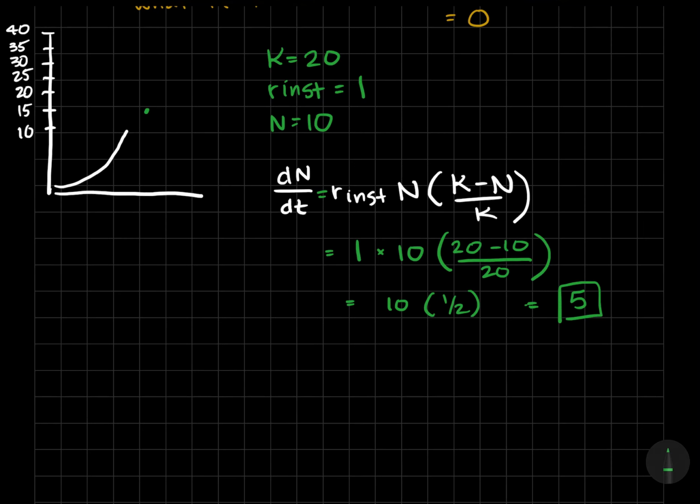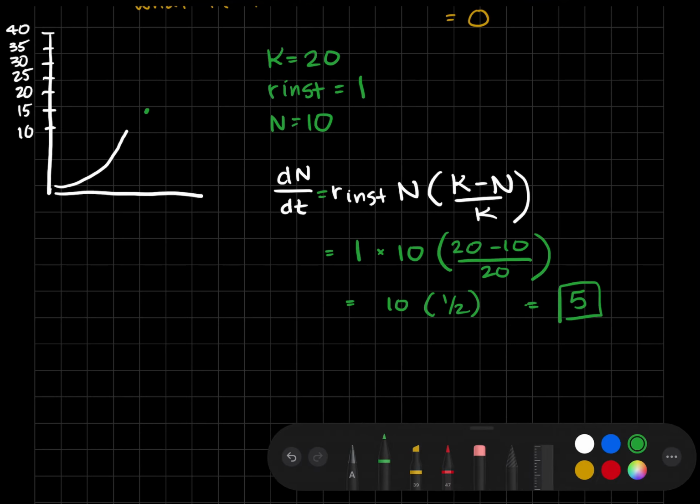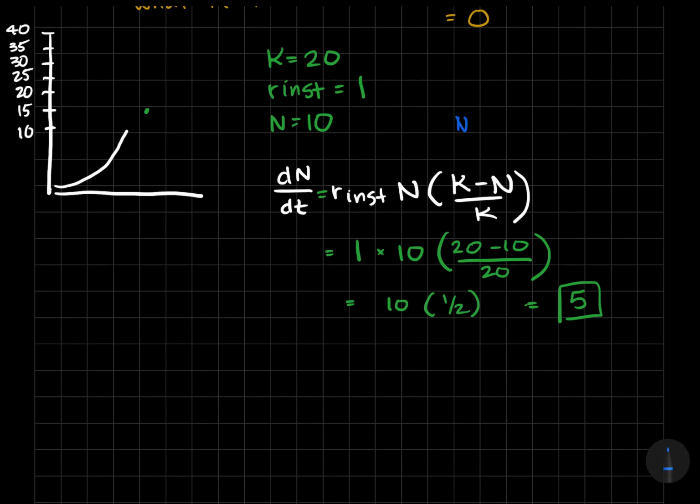So now we have 15 individuals. We went up by 5. So now we are at n equals 15. So that's going to equal our 1 times 10, which is 10, times 20 minus 15 over 20. All right, and so now this is going to equal 5 over 20, which is 1/4. So we're going to have 10 times 1/4.